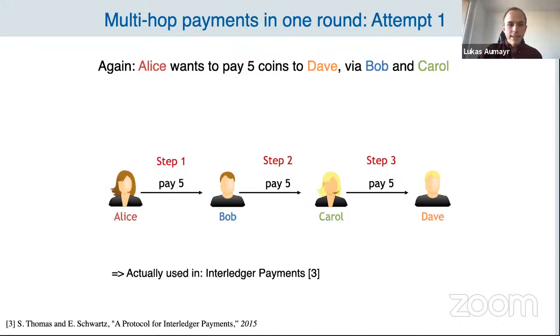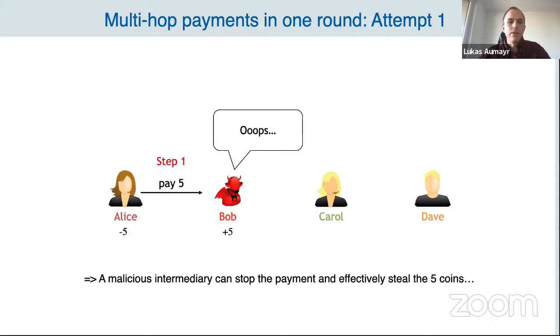Of course, we can see that this might cause some problems, especially if we have intermediaries that can be malicious. One thing that could happen, for instance, if we have a malicious Bob, is that he could simply stop the payment, so he does not forward this to Carol, and he will effectively have stolen the 5 coins from Alice. So this is not good.